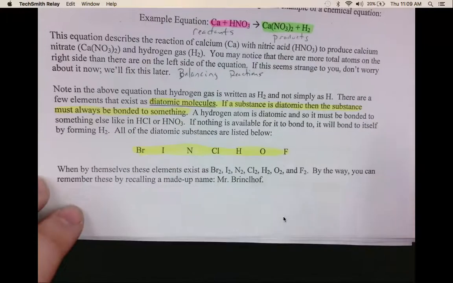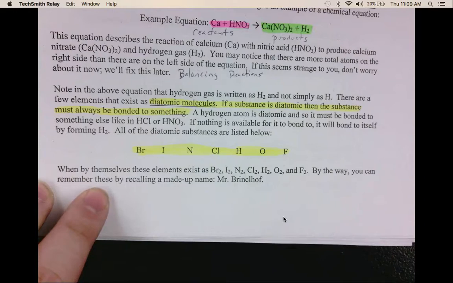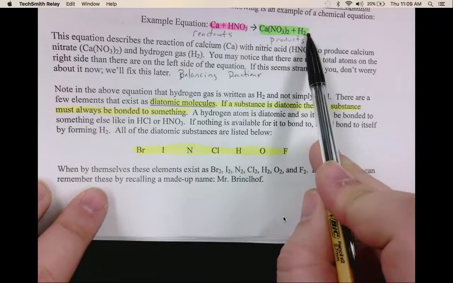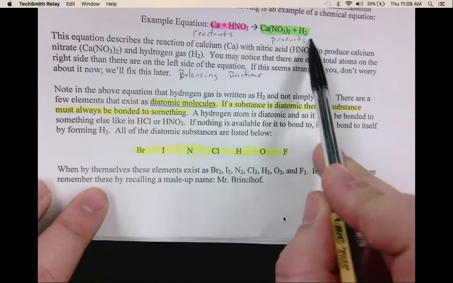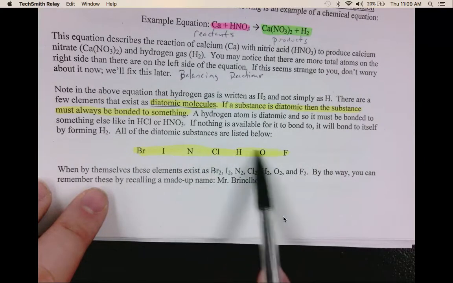And then lastly, I wanted to talk about diatomic molecules. Diatomic molecules means that a substance always needs to be bonded to something. It never wants to be alone. Elements will bind to themselves, so they don't end up being alone. That is what you see up in this example. In this example, it is H2 because hydrogen is part of our diatomic molecules list.